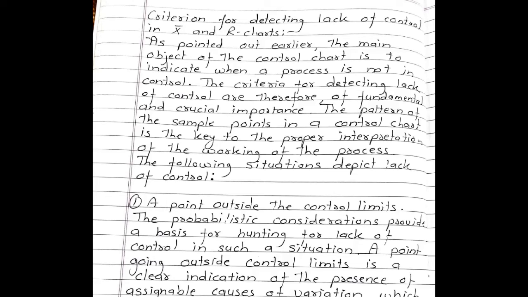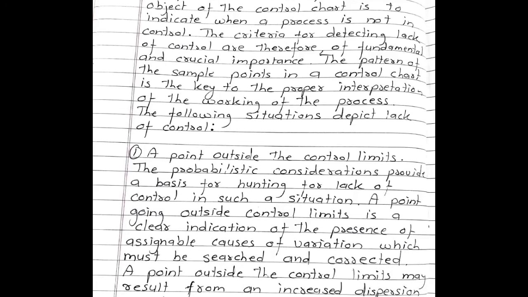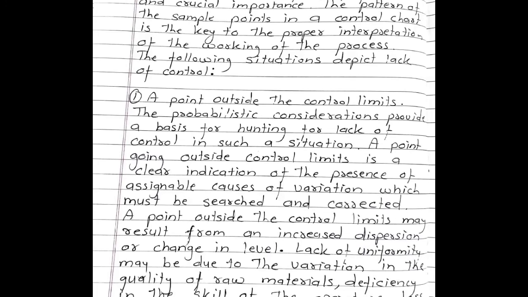First situation, a point outside the control limits. The probabilistic considerations provide a basis for hunting for lack of control in such a situation. A point going outside control limits is a clear indication of the presence of assignable causes of variation which must be searched for and corrected.